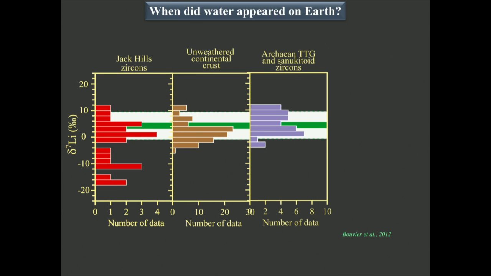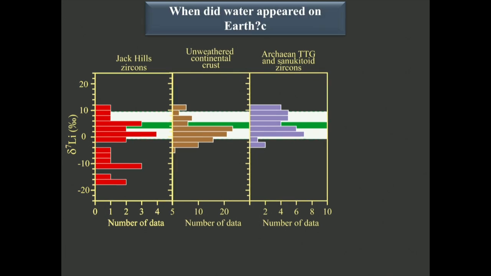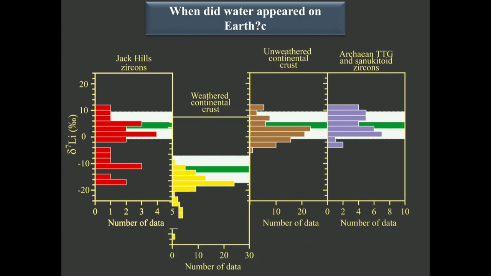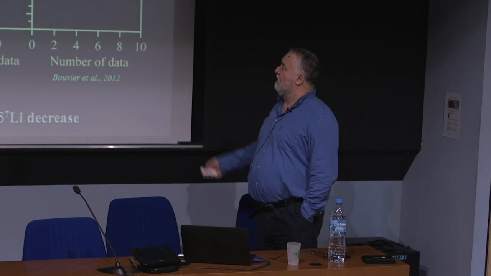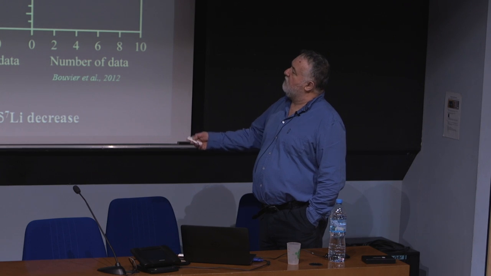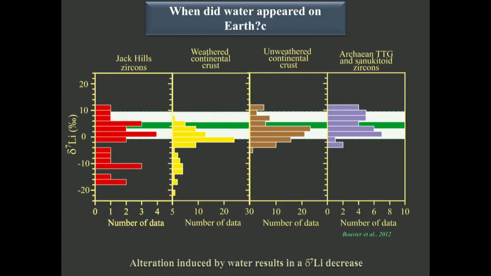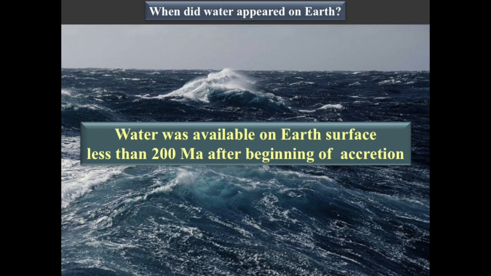Now, if we look at the same kind of rock, but strongly weathered, weathered by the action of rain and water and so on, we can see that you have a widespread distribution here with very low values. So it seems that these very low values that we have here are characteristic of the interaction of water with a rock, with the source of the granitic rock. So once more time, we have here an evidence for the presence of water during the genesis of these rocks. It seems that water was available on Earth very early, less than 200 million years after the beginning of accretion.